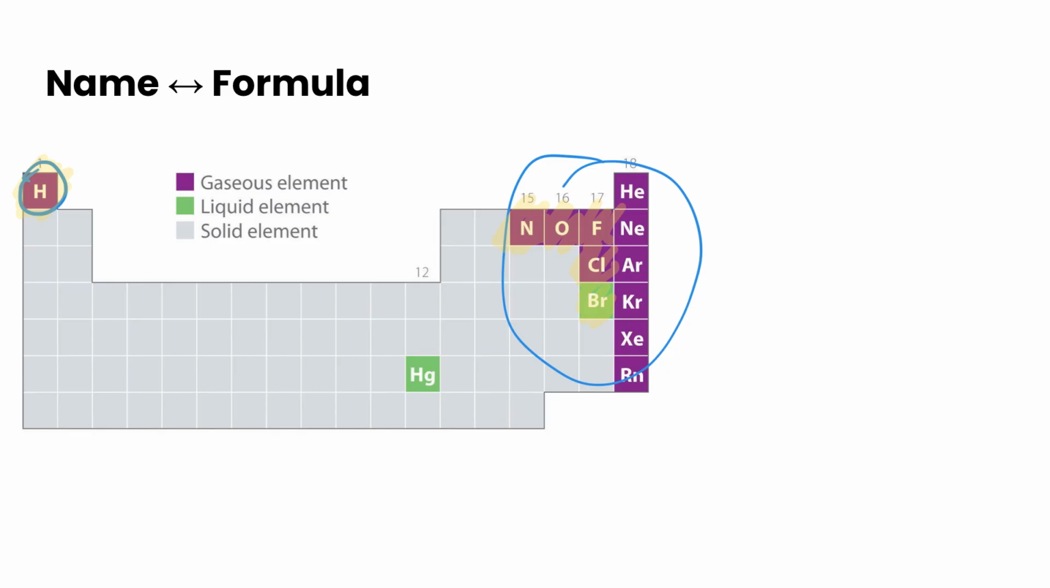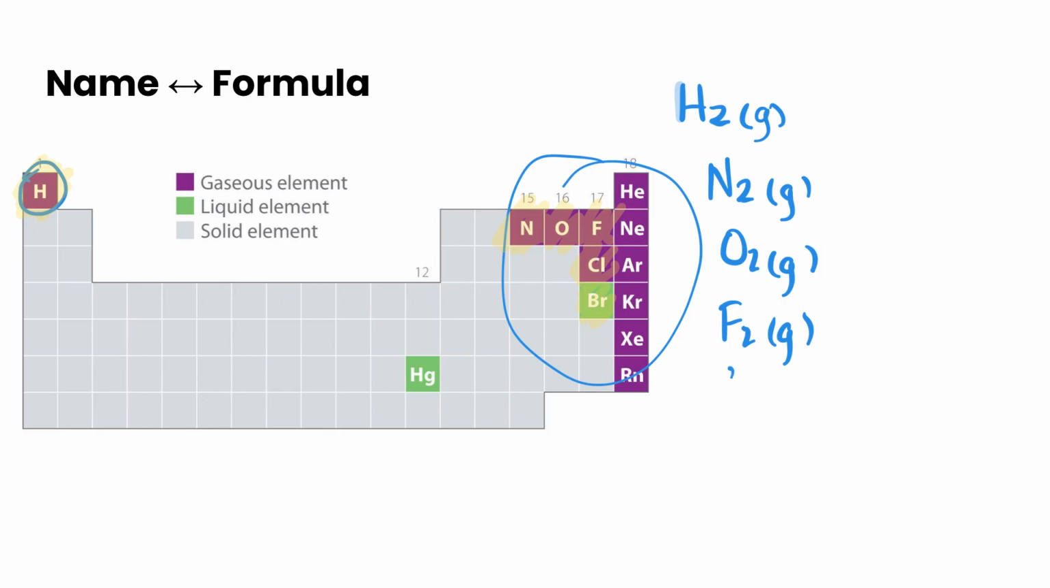So if we're asked to give the formula for hydrogen gas, it would be H2 with the state symbol gas. Or if we were asked for nitrogen gas, it'd be N2 gas, and so on. So you could do O2 gas, you could do F2 gas, and you could do Cl2 gas.